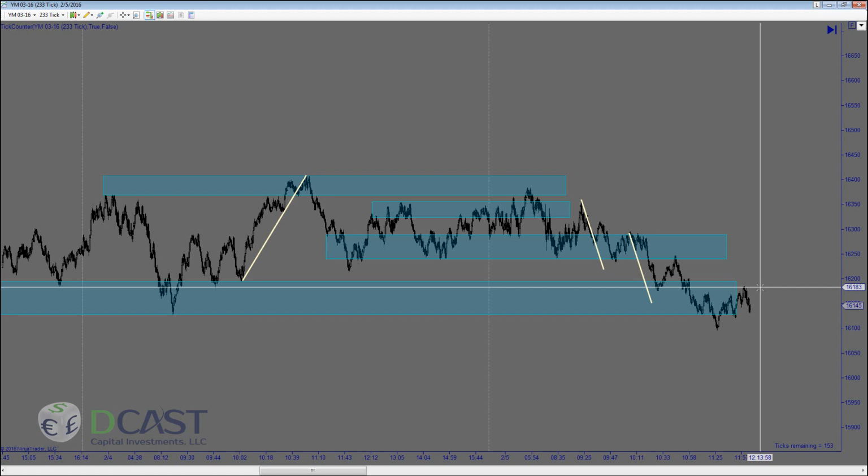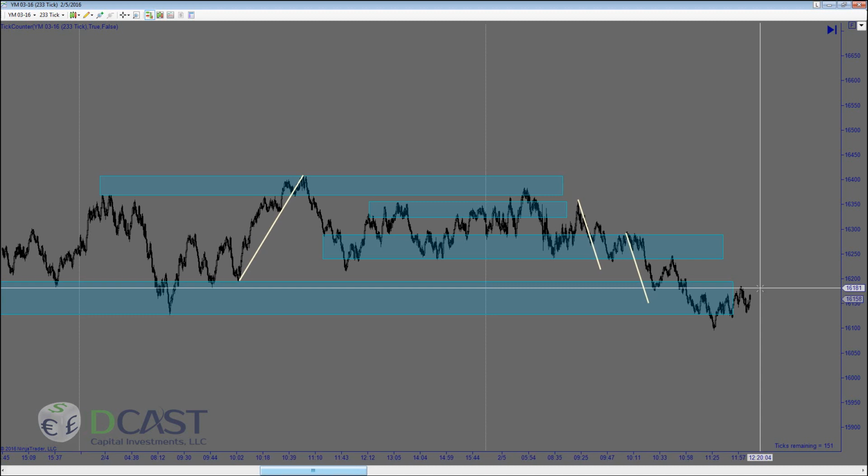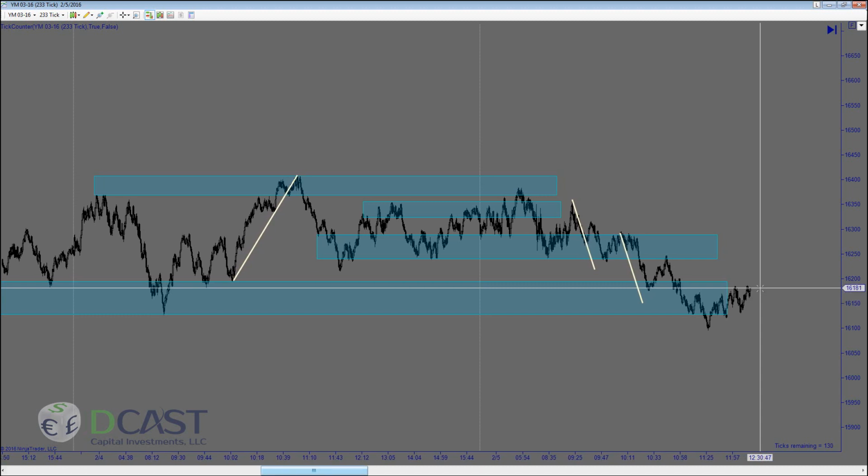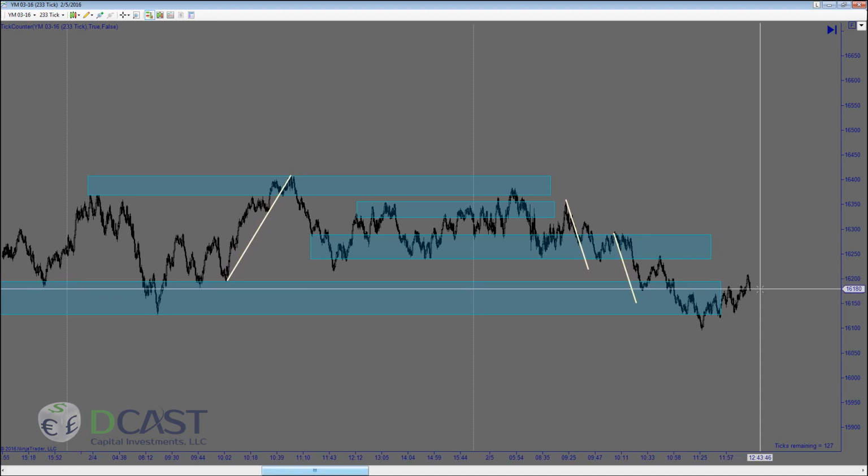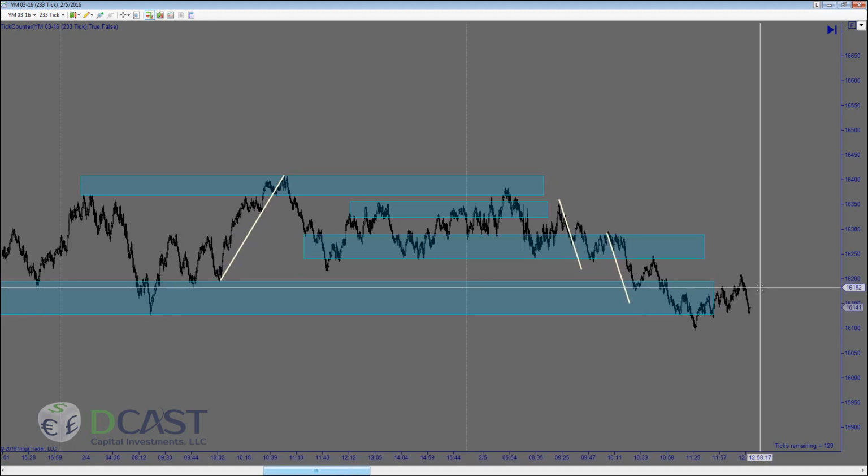What would I expect when price retests that area? For price to react the same way. And what is the expectation? The expectation is for price to what? Produce a new structure low.